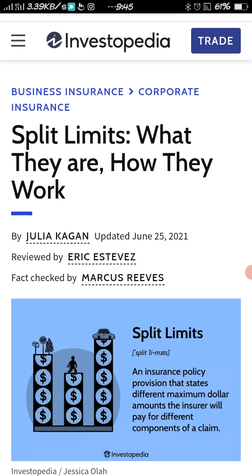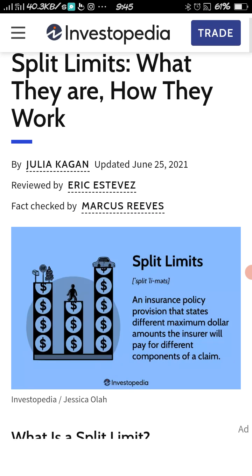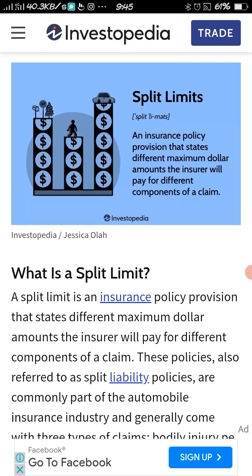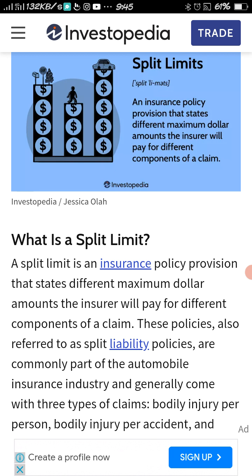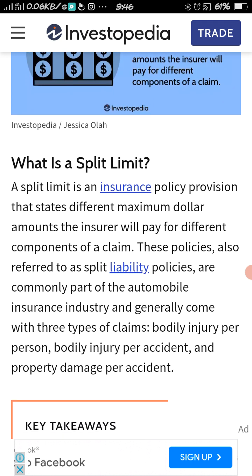Today I'm talking about split limits, what they are, how they work. What is a split limit? A split limit is an insurance policy provision that states different maximum dollar amounts the insurer will pay for different components of a claim. These policies, also referred to as split liability policies, are commonly part of the automobile insurance industry and generally come with three types of claims: bodily injury per person, bodily injury per accident, and property damage per accident.